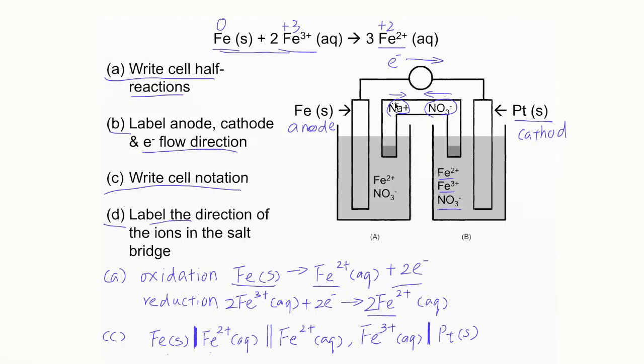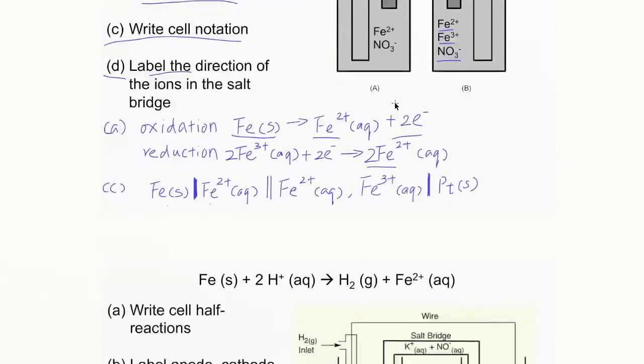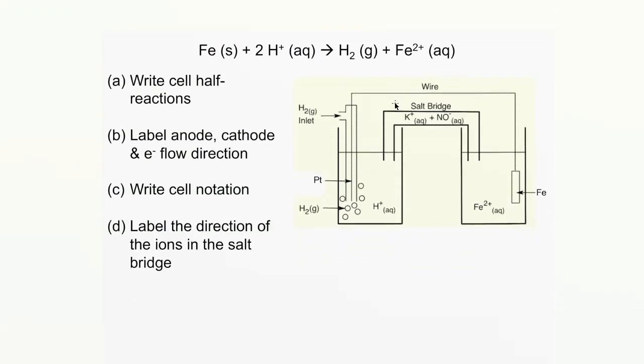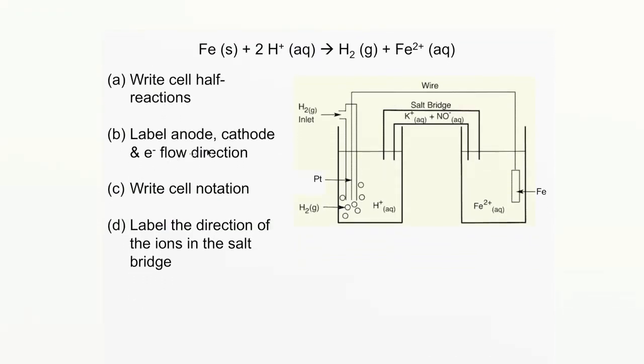This is example 1. Let's see example 2. Iron solid plus proton to generate hydrogen gas and iron 2+. Again, the oxidation state for iron solid is 0. Proton oxidation state is +1. Hydrogen gas oxidation state is 0. Iron 2+ oxidation state is +2.